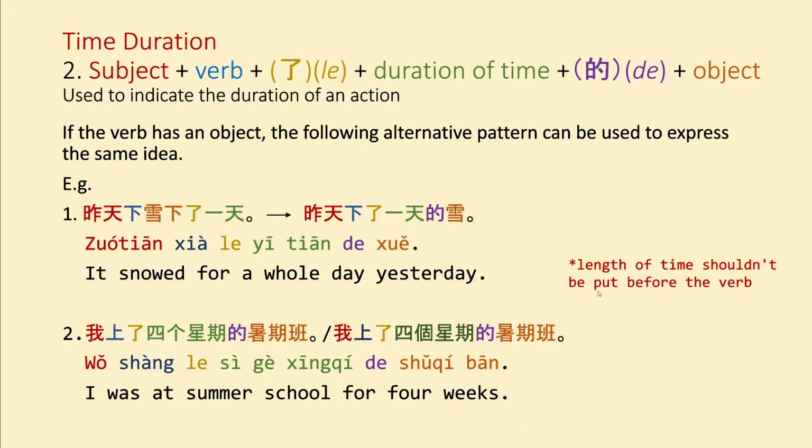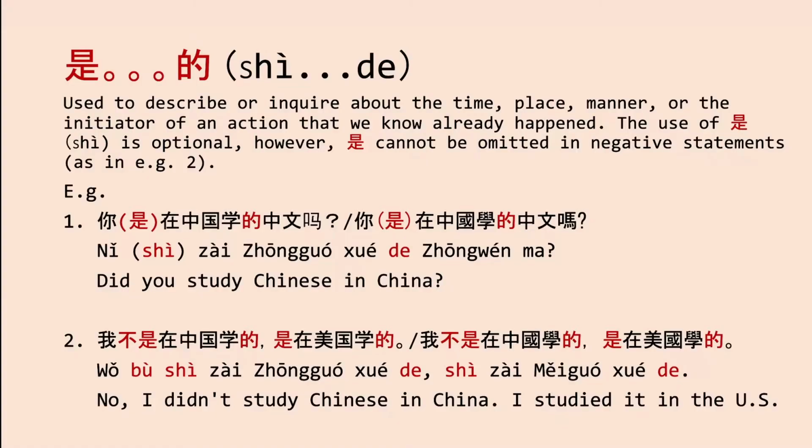And for both of these patterns for time duration, you just have to make sure that you never put the length of time before the verb, or else the sentence you're saying doesn't make sense. The second grammar point is 是...的, and this is used to describe or inquire about the time, place, manner, or the initiator of an action that we already know took place. The use of 是 is optional. However, 是 cannot be omitted in negative statements, and I show this in example 2.